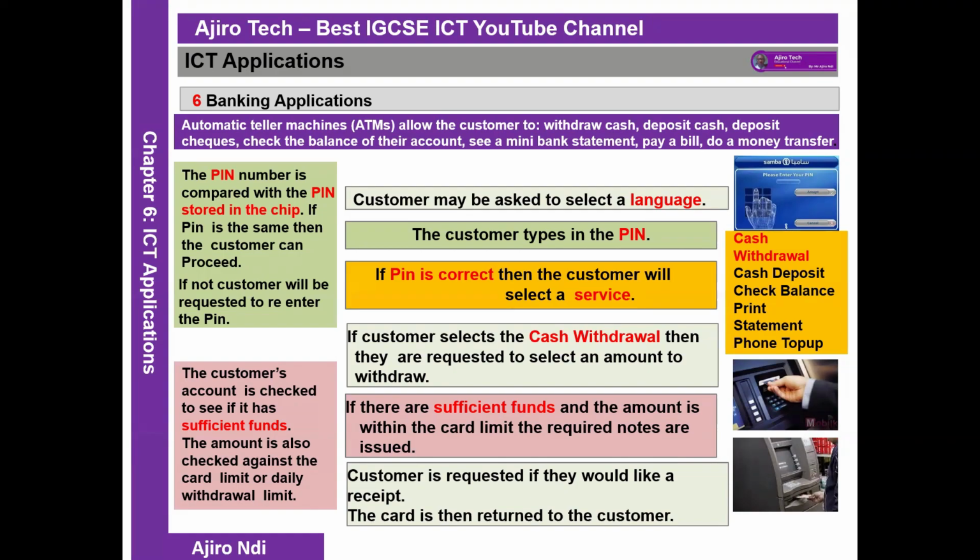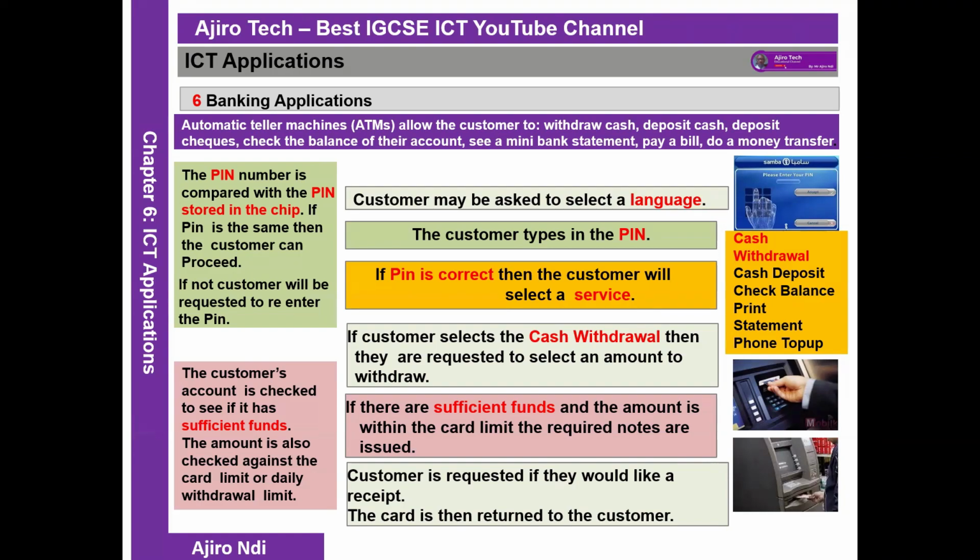So if the customer selects withdraw cash, the amount of cash is shown on the screen. Okay, how much do you want to withdraw? Is it 50 pounds, 100 pounds, 20 pounds, etc.? Now what happens, behind the scene, is that the customer's account is checked to see if there are sufficient funds.